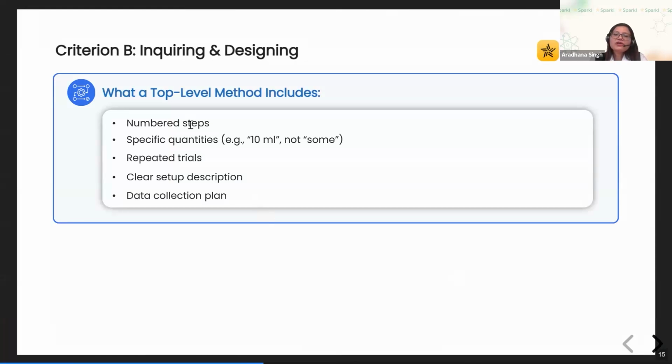Also, one most important thing, when we are writing the steps, we should number them. Step 1, step 2, step 3, right? That is a good practice to write the steps.